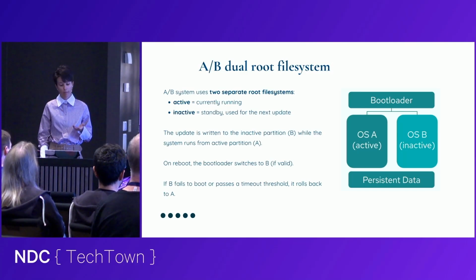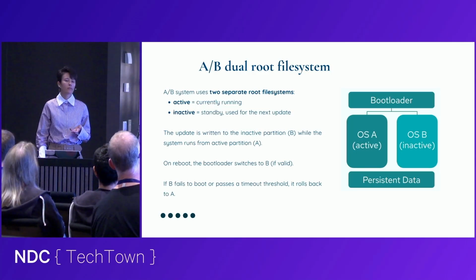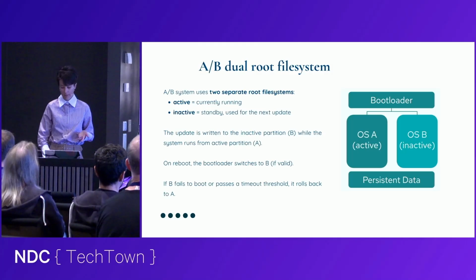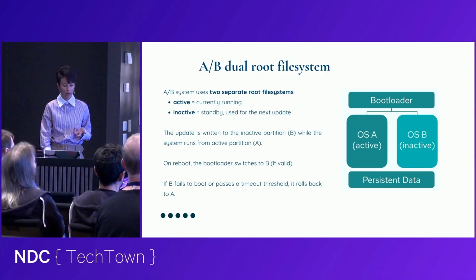Okay, so that's the basic principle of AB partitioning, but very often you will not have enough space for this. So what do you do then? How do you keep your device secure?